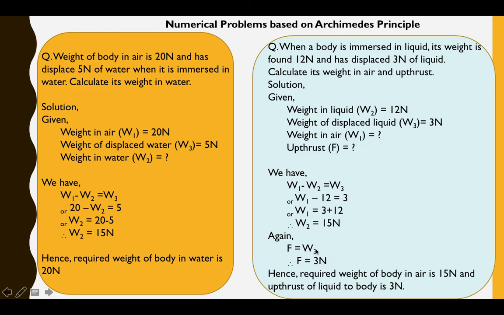In place of W3, if you write W1 minus W2, the answer will come the same, because W1 is 15 and W2 is 12, so the answer will be 3 Newton. So in this way, we can find the weight of the body in air is 15 Newton and the upthrust of the liquid on the body is 3 Newton. In this way, we complete this session 2 of the chapter question.